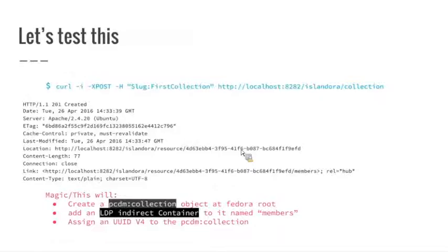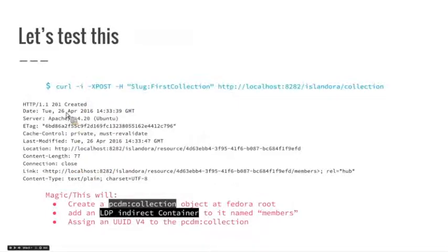There's a very simple way of testing the services. For example, this one creates a collection with a slug, first collection, and we have first and post, as we saw in the first sessions, a header, the slug, same as the Fedora 4 API uses, because these are wrappers. And then we have this endpoint, internally 82, Islandora collection. Well, this will give you something like this back.